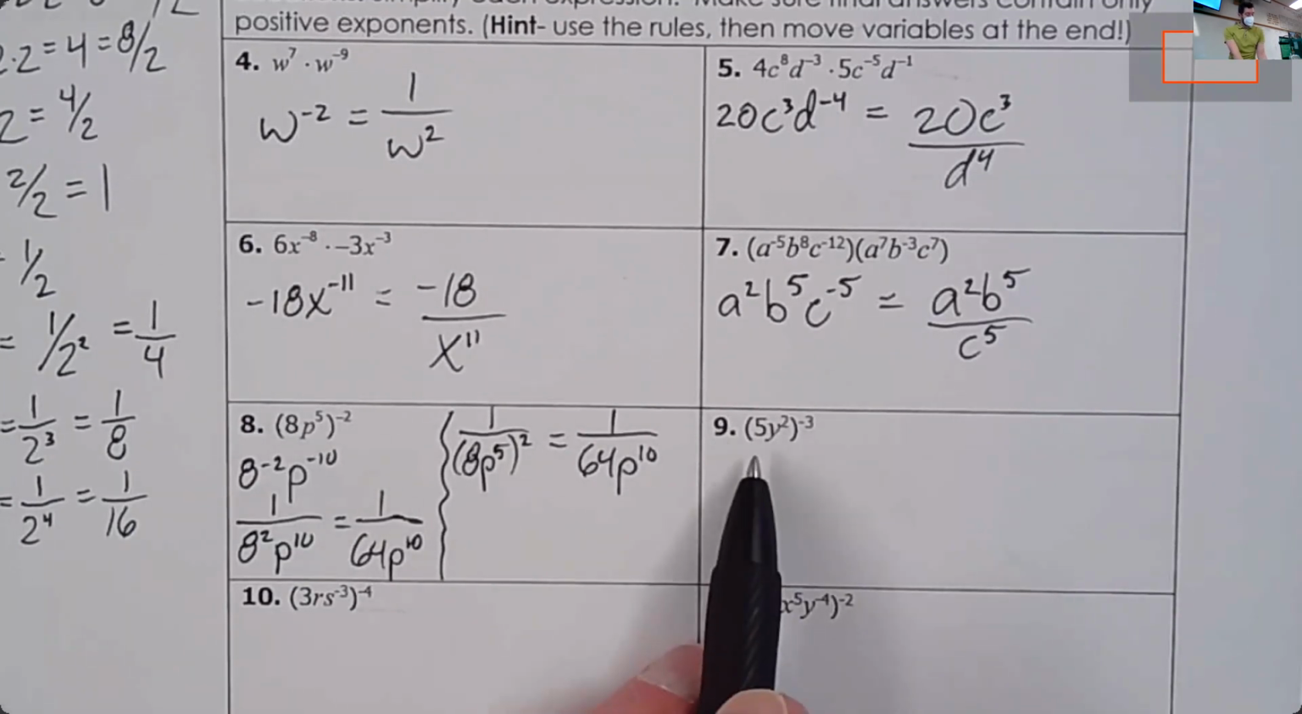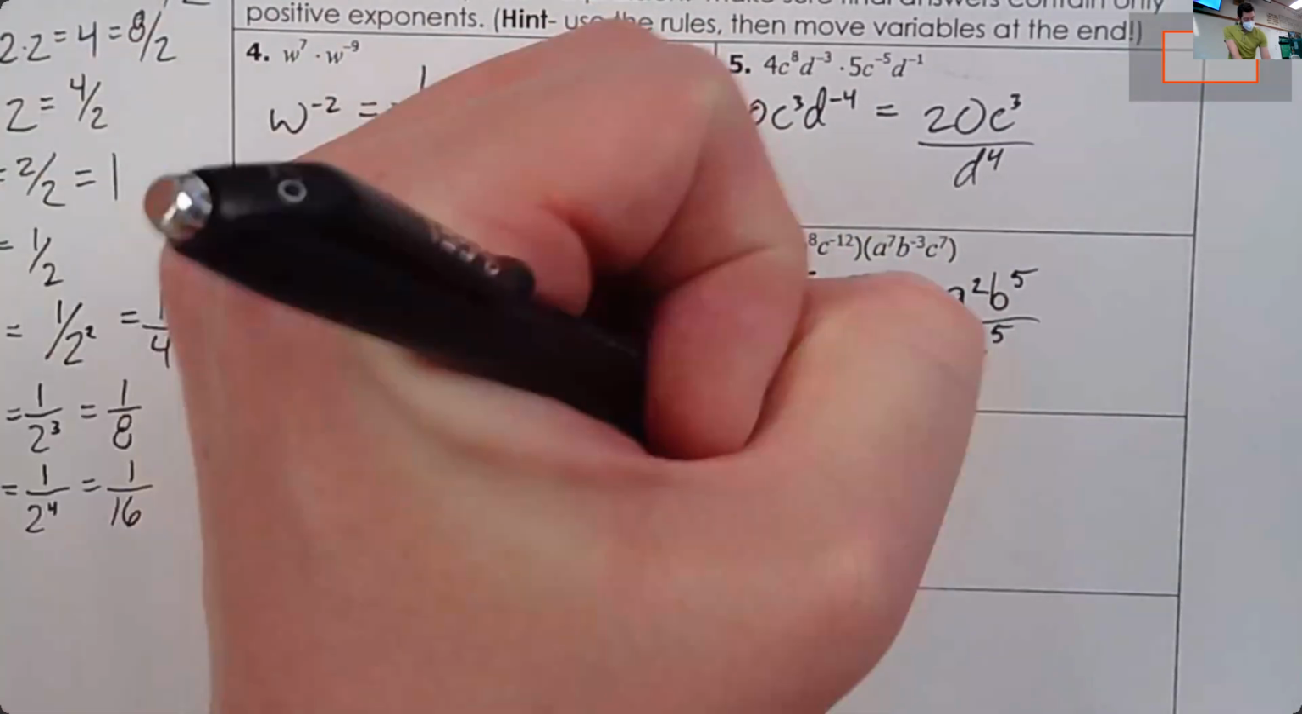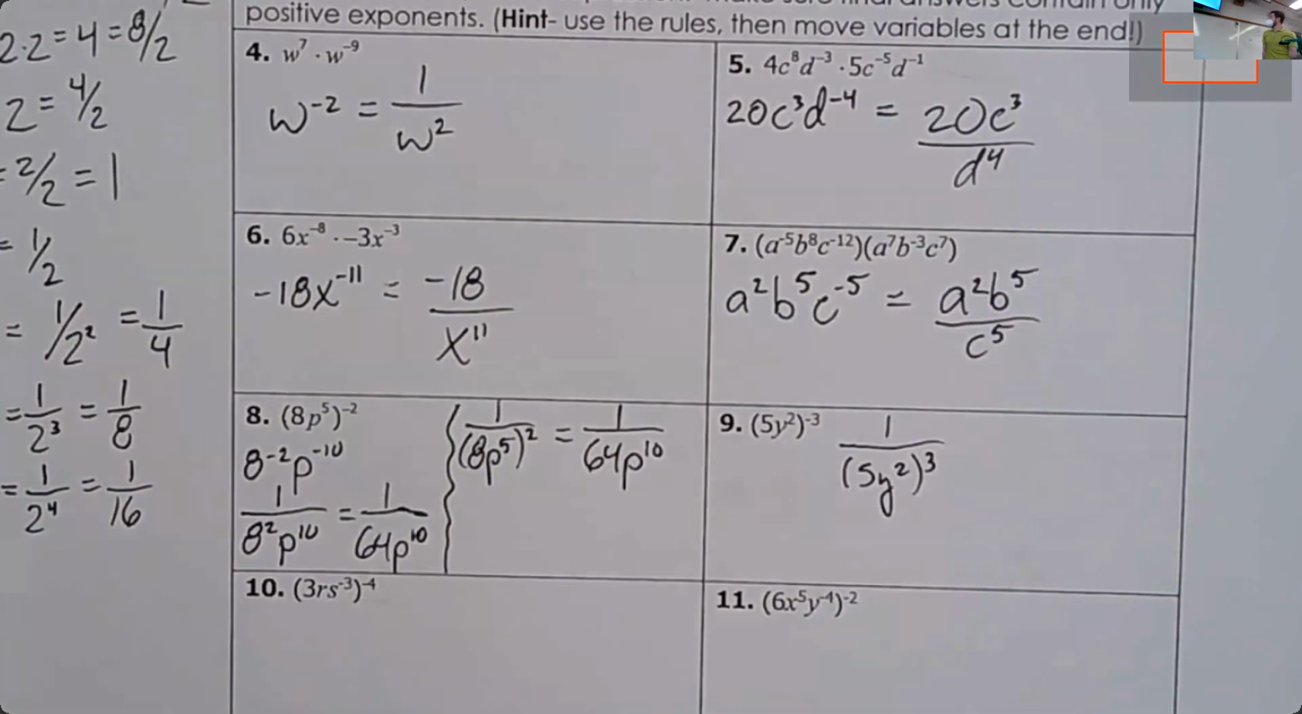So for number 9, I would actually say, let's just go ahead and write 1 over 5y to the 2nd power, and then that's all to the 3rd power because our negative exponent is now positive because we moved it to the bottom.